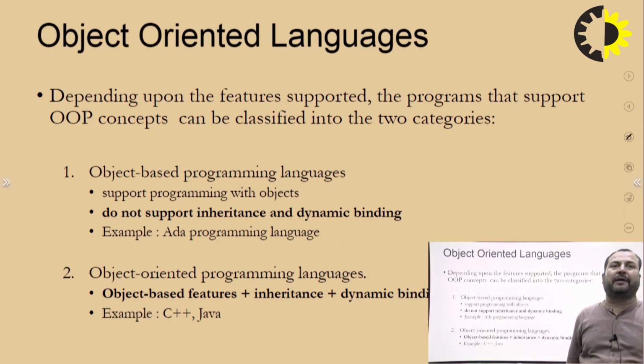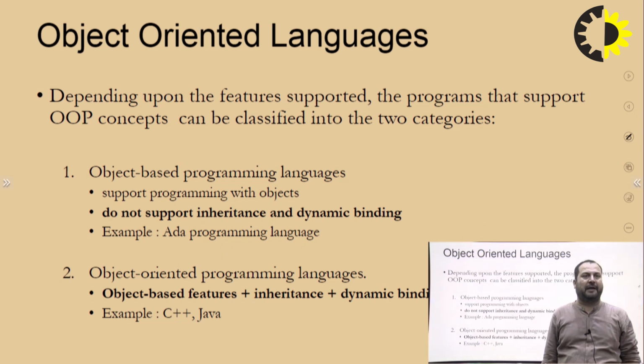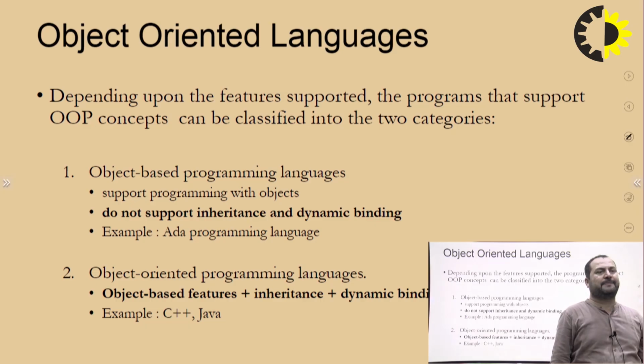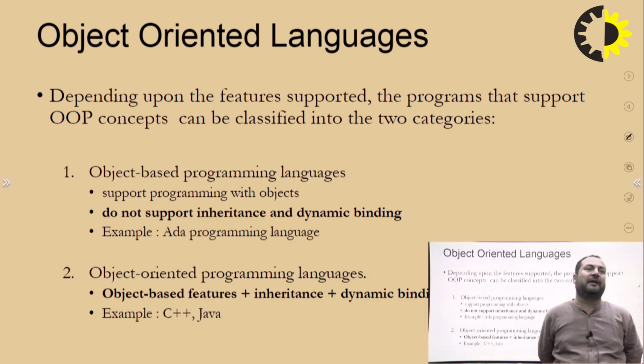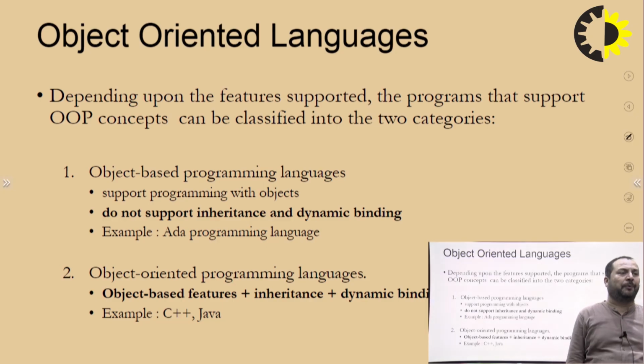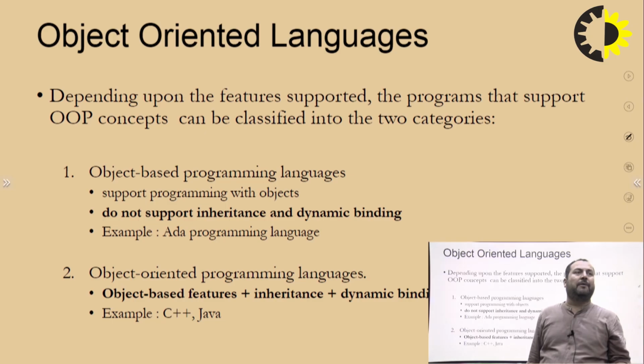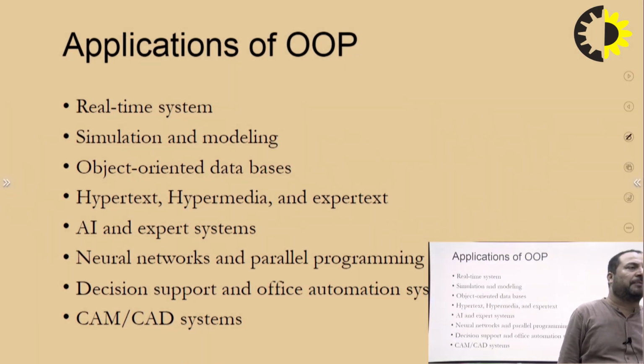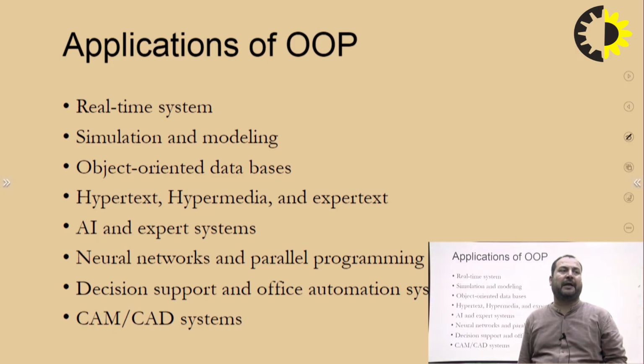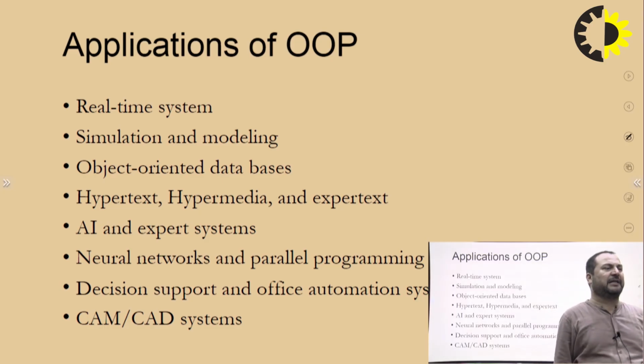In the beginning we said that there is object-based programming language as well as object-oriented programming language. An example of an object-based programming language is the Ada programming language, which doesn't support inheritance and dynamic binding. Object-oriented languages support both inheritance and dynamic binding. So an object-oriented programming language has object-based features plus inheritance plus dynamic binding, like C++ and Java. These are the applications of object-oriented programming: real-time systems, simulation and modeling, object-oriented databases, hypertext, hypermedia, expert text, AI and expert systems, and so on.